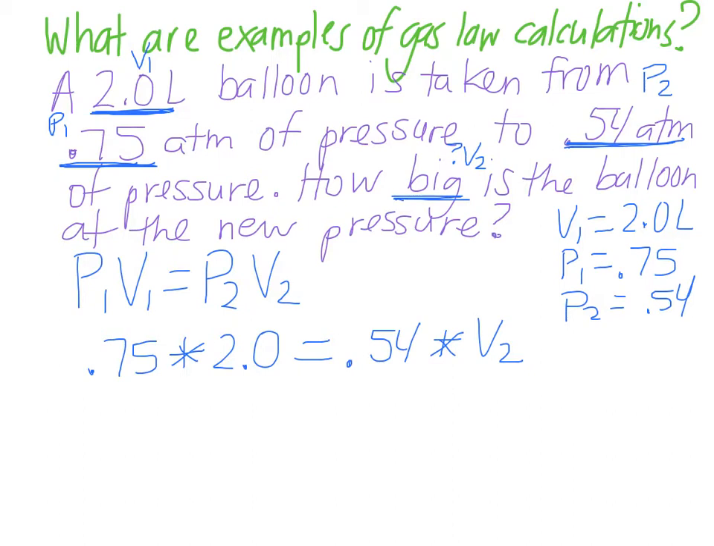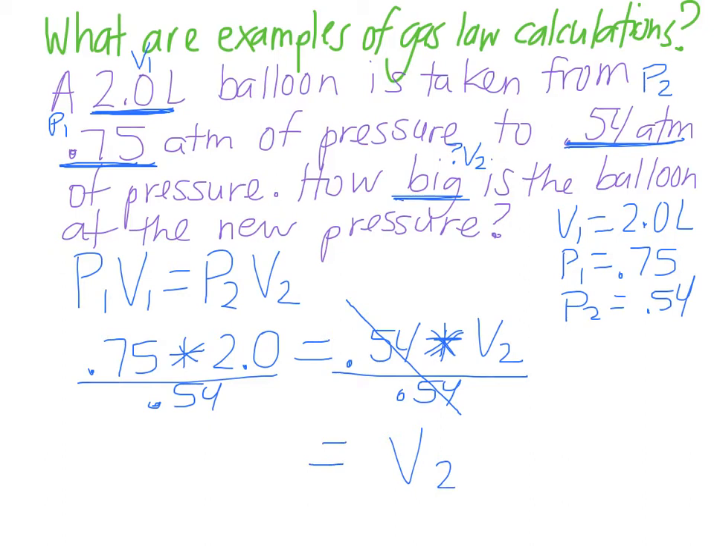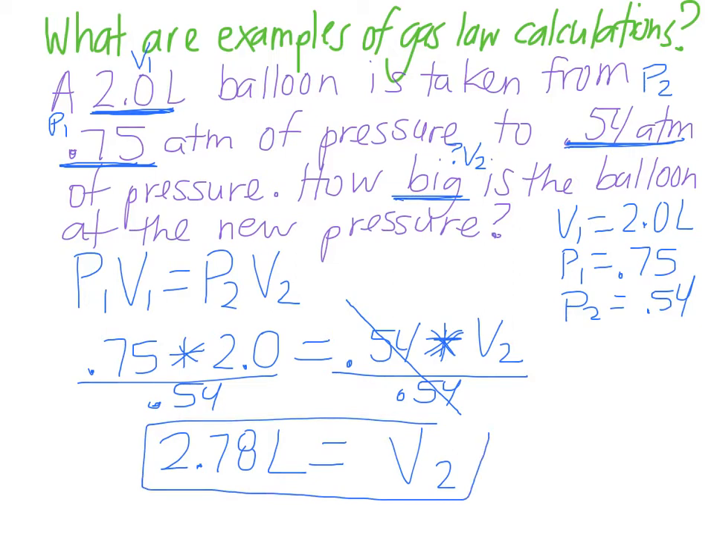So in order to do that, this 0.54 is being multiplied, so to get rid of it and move it to the other side, you're going to divide by 0.54 on both sides. And so 0.54 will get canceled out on this side, leaving just V2. And so now all you have to do is plug your numbers into the calculator. 0.75 times 2 and divide by 0.54, and you're going to end up getting 2.78. And since this is volume, our unit is going to be liters. And so that is using Boyle's law.